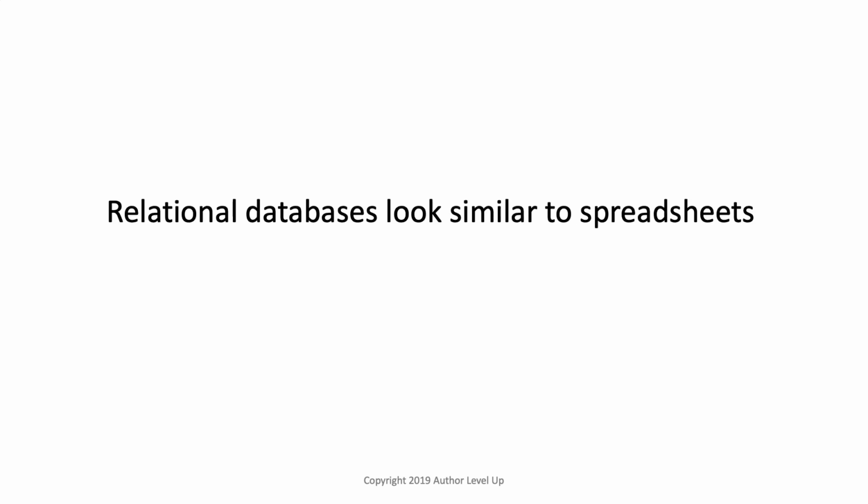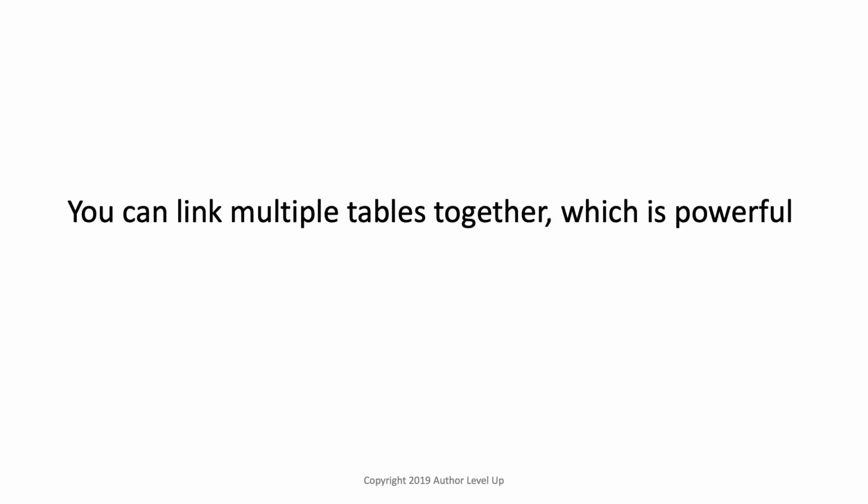Relational databases, as I said, look similar to spreadsheets, but they are not spreadsheets. And you can link multiple tables together, which I think is quite powerful. In Excel, you can't link multiple spreadsheets together. Like if you have the Amazon spreadsheet, you can't link that to the Kobo spreadsheet or to the Draft Digital spreadsheet. They exist on their own separate islands.